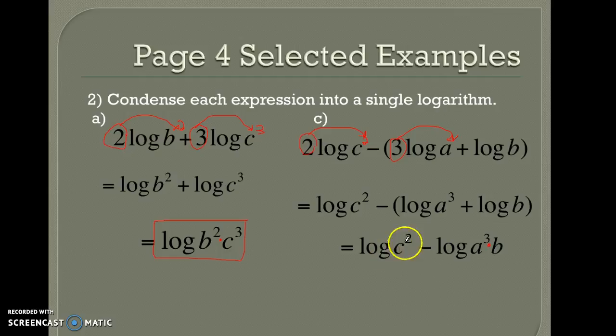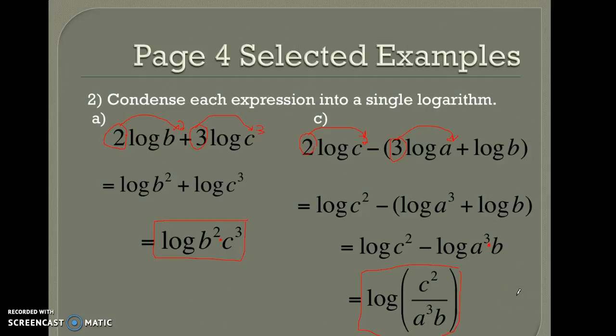Now we have 2 logs that are subtracted. We can condense those using the quotient rule. So we have log of c squared divided by a cubed times b. Again, here we use the quotient rule to condense, and here we have our final answer.